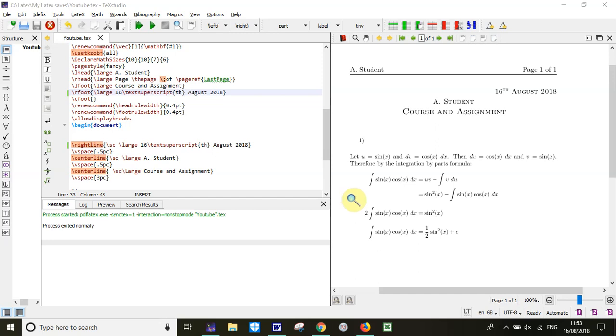So I've got u equals sine x, dv equals cos x dx, then du is cos x dx, and v equals sine x. Then by integration by parts, I work it out using the same steps I used in my maths video.